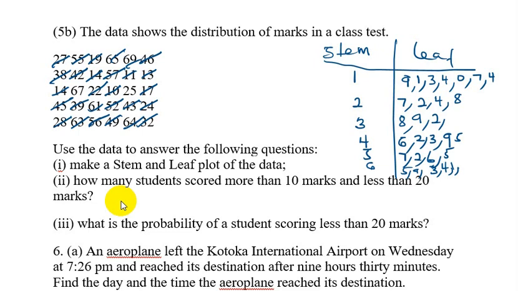So that is how the stem and leaf is drawn. Okay. That is how the stem and leaf is drawn. It's so simple like that. So that is the answer.